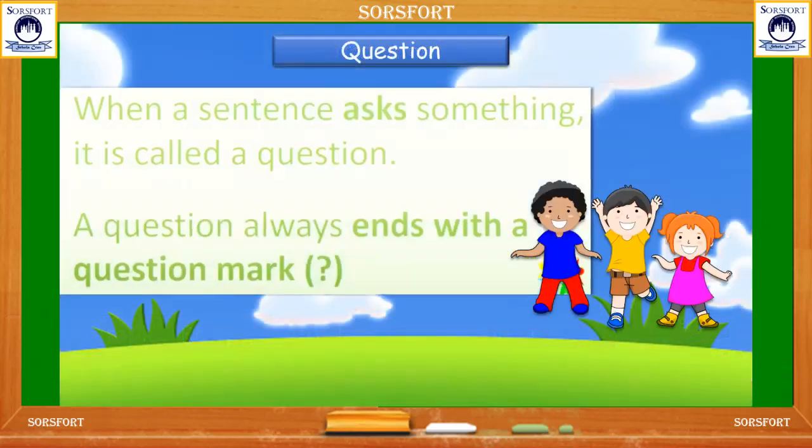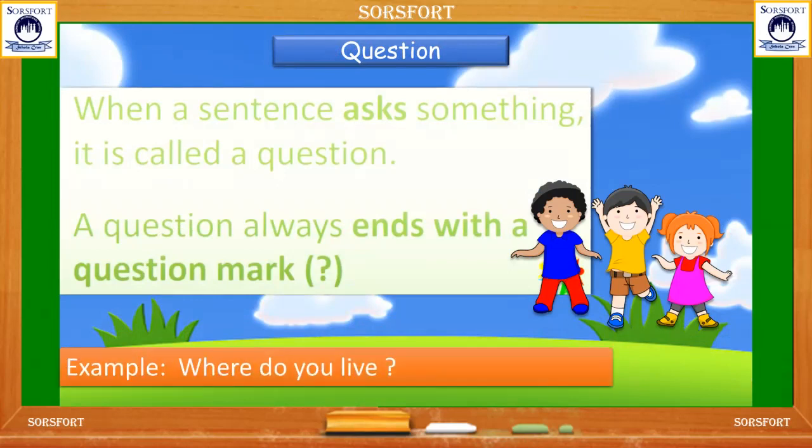Now, when a sentence asks something, it's called a question. A question always ends with a question mark. Example, where do you live? So it's a question. We are asking something. So here we have started with capital W and we have ended with a question mark.